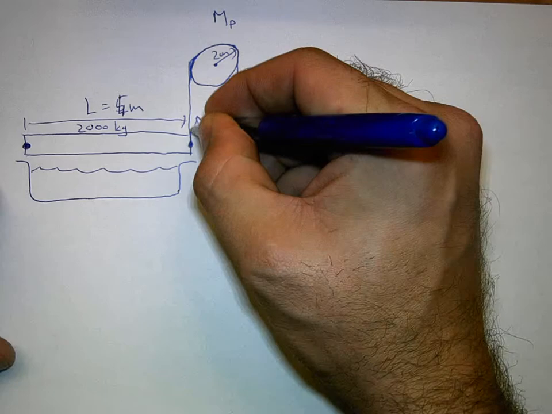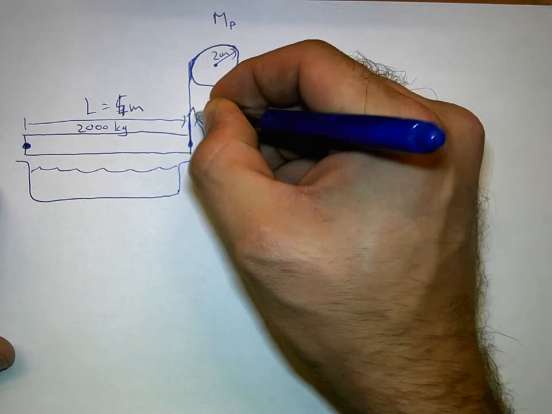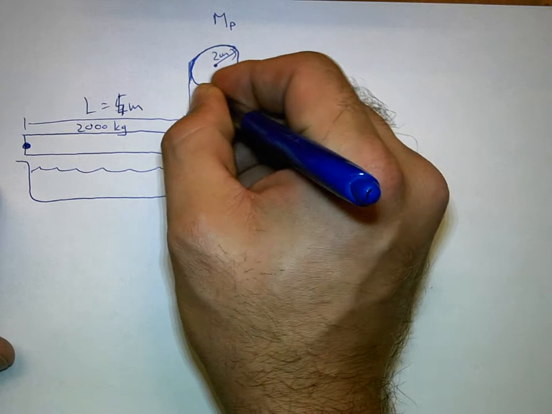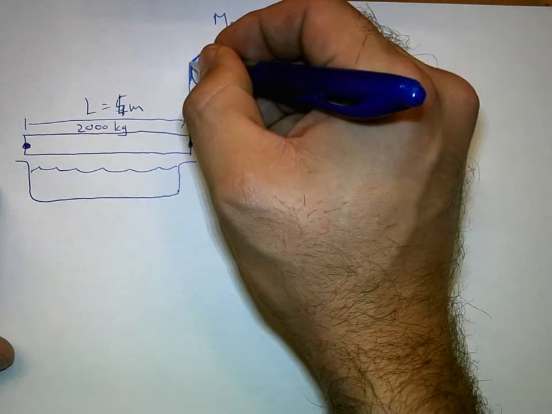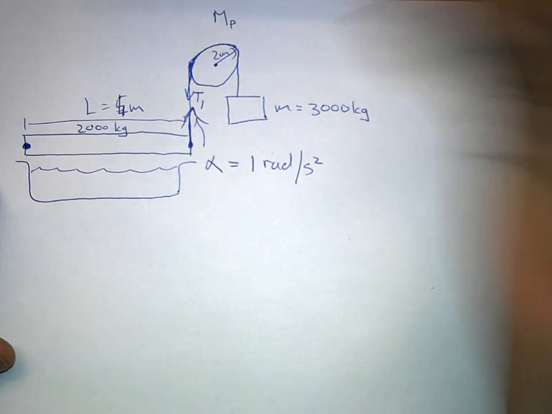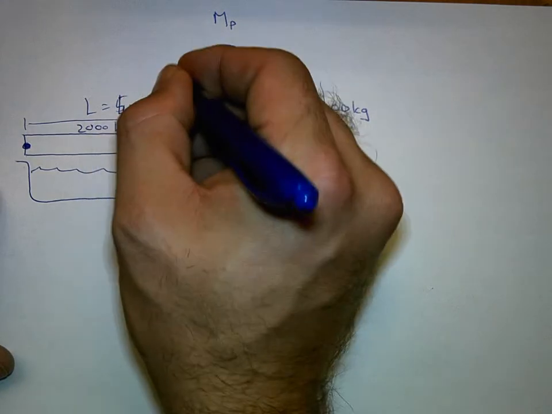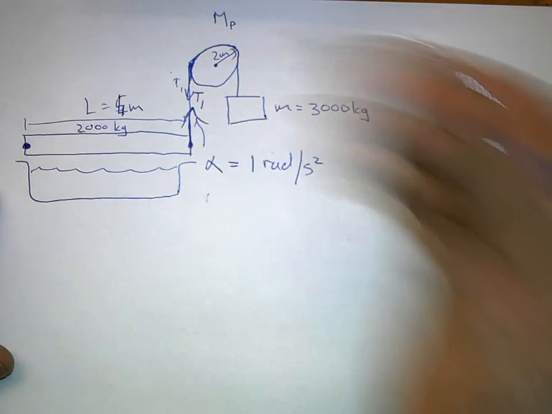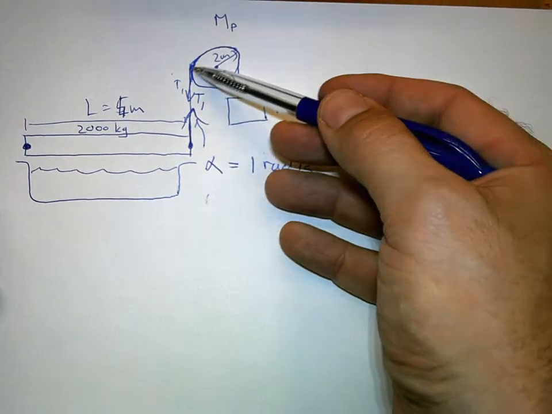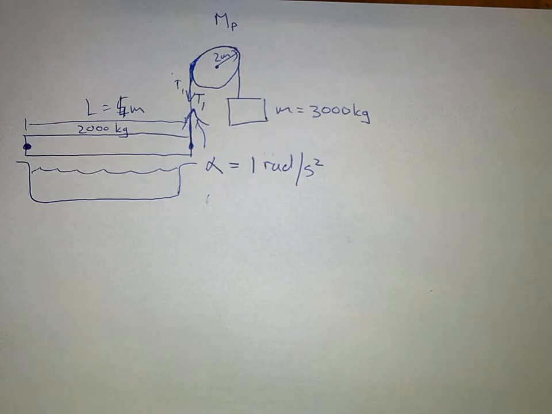So there's a tension in the cable pulling the bridge upwards. Let's call that T1. And similarly, there's a tension in the cable downwards. So let's call that T1 as well. Remember, this is a single piece of cable, it's not allowed to break. So in that little segment, the tensions must be the same everywhere. And we must now calculate that tension.